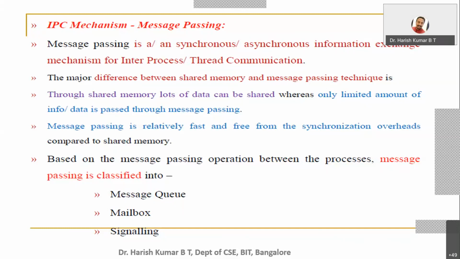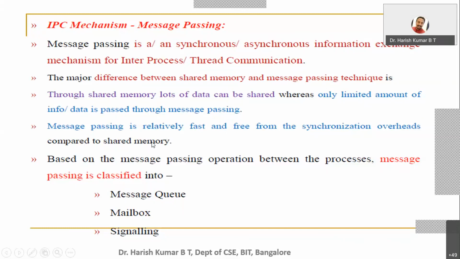When I say message passing, it's not possible to send a large amount of data. What you can send is only a small amount of data. In shared memory communication, you can even send a large amount of data. So that is one basic difference: shared memory allows you to send lots of data, whereas only a limited amount of data can be passed through message passing. Message passing is relatively fast and free from the synchronization overhead compared to shared memory.